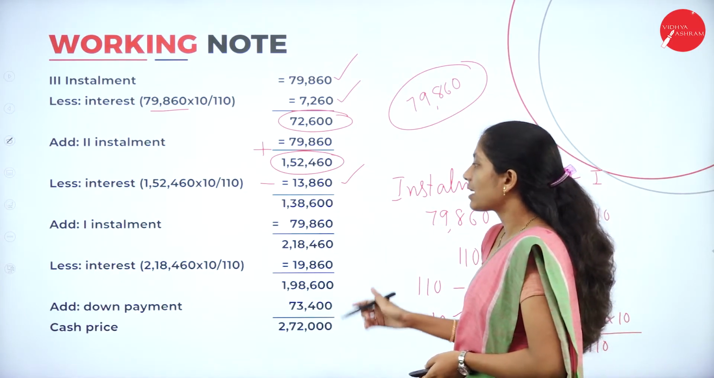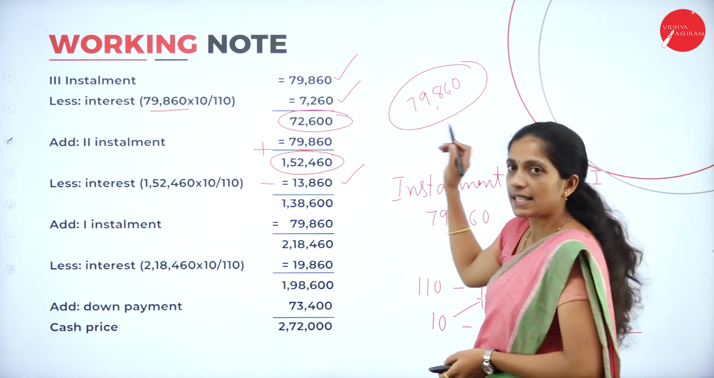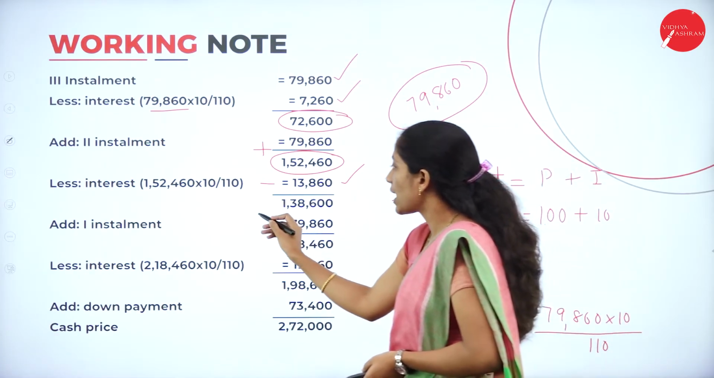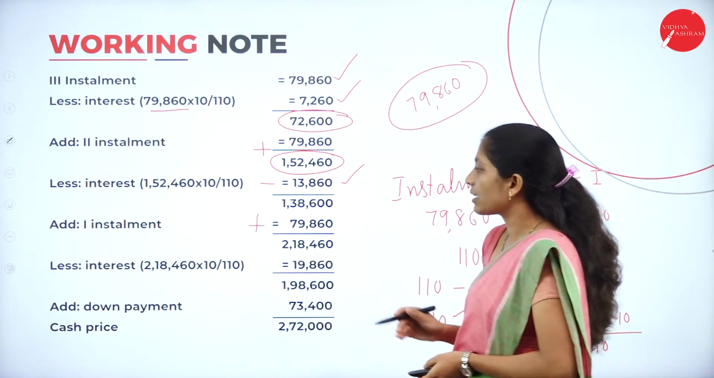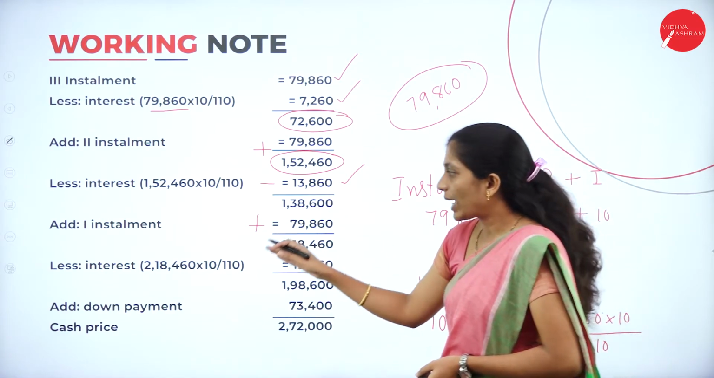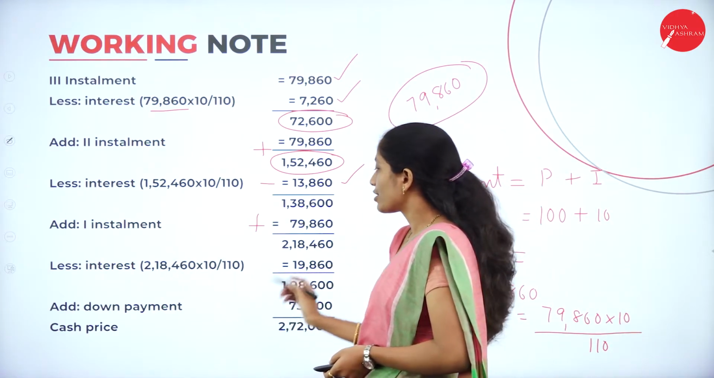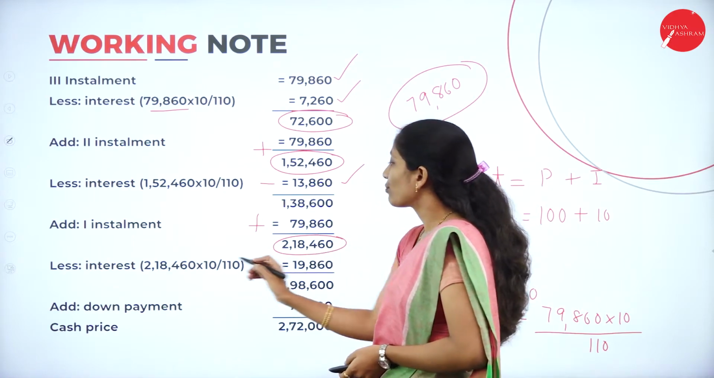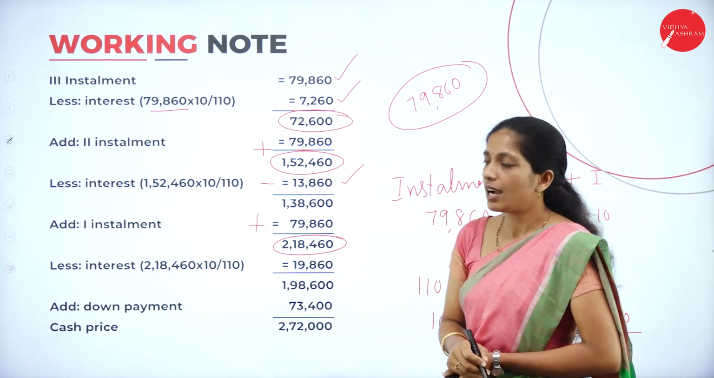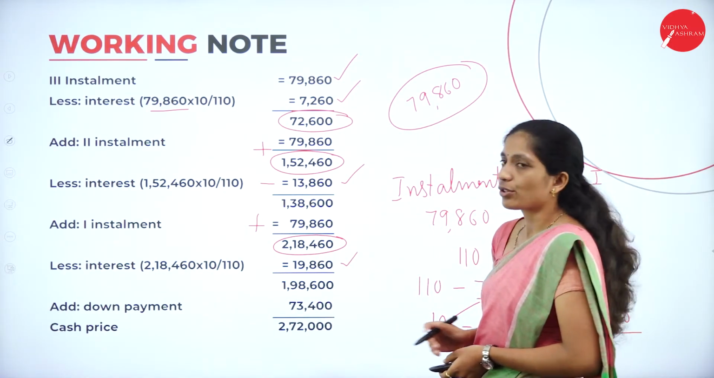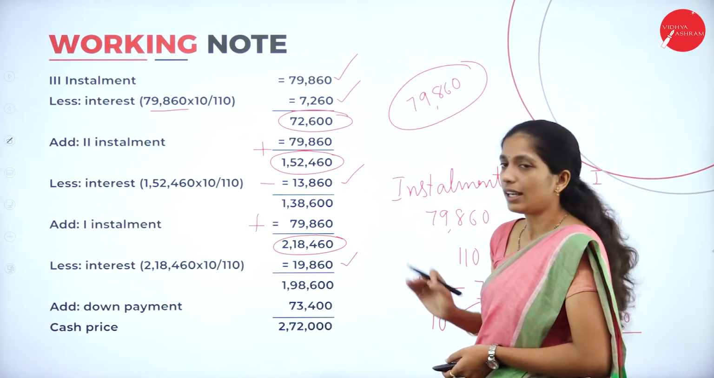Add first installment. So first installment is how much? Same amount, that is 79,860. When you add, you will get 2,18,460. Now calculate first year interest. Interest is equal to 2,18,460 into 10 divided by 110. So you'll get 19,860 as first year interest.